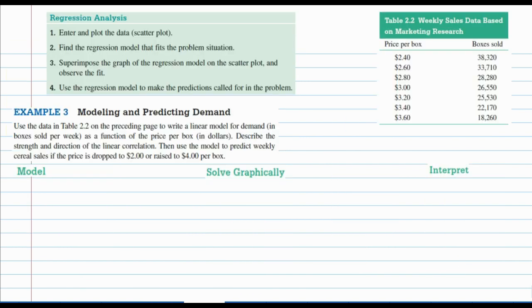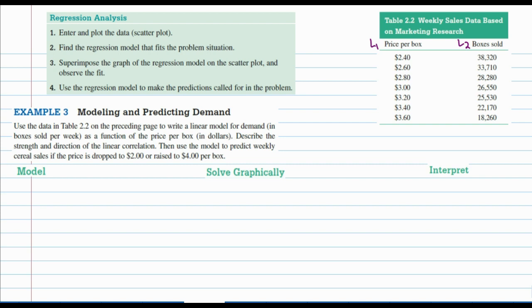Well, let's look at an example. To do a regression analysis, your 4 steps are up here. We're going to do each one of those for example 3. So modeling and predicting demand. Use the data in table 2.2. Oh, that sounds like a place where you should pause and type in the data. I put this one in L1 and that one in L2. Write a linear model for demand in boxes sold per week as a function of the price per box in dollars. Describe the strength and direction of the linear correlation, then use the model to predict weekly cereal sales if the price is dropped to $2 or raised to $4 per box.